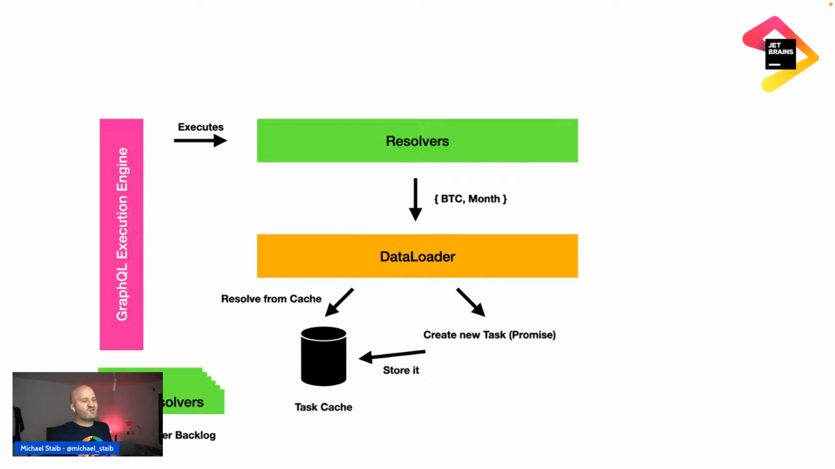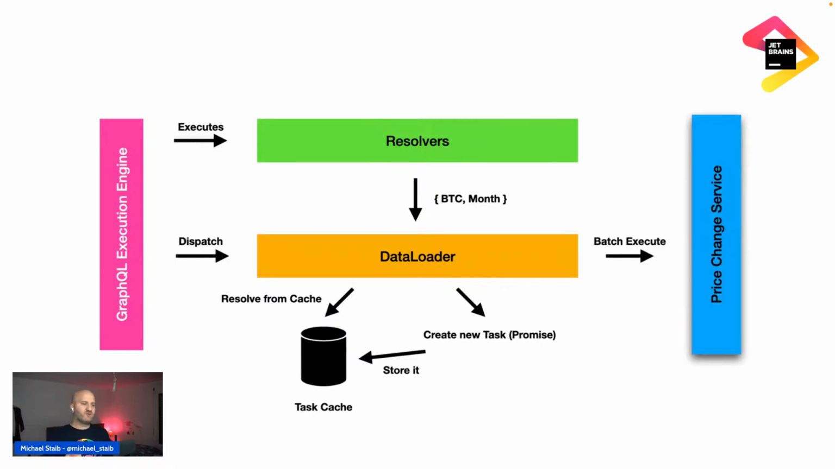So now the execution engine executes all the resolvers that it can execute until it essentially deadlocks, because all the resolvers now await a task that has no data to it. And at this point, the data loader would be invoked by the execution engine, which says, I'm completely deadlocked. I cannot move on. Please fetch now the data. And then the data loader will go to the price change service and fetch essentially all the data in one call. Okay, granted, your REST API needs to be able to fetch this data in batches.